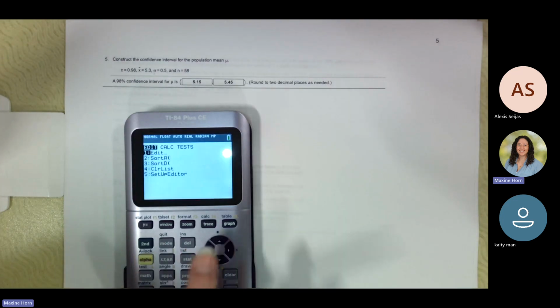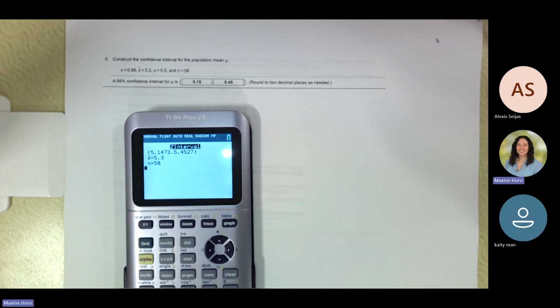So again, let's just do this on the calculator, right? We're going to go stat, tests, down to number 7. This is a Z interval, and we're going to plug in the numbers that it gave us. It gave us a population standard deviation of 0.5, a sample mean of 5.3, an N of 58, and a confidence level of 0.98. And there it is. That's my answer.